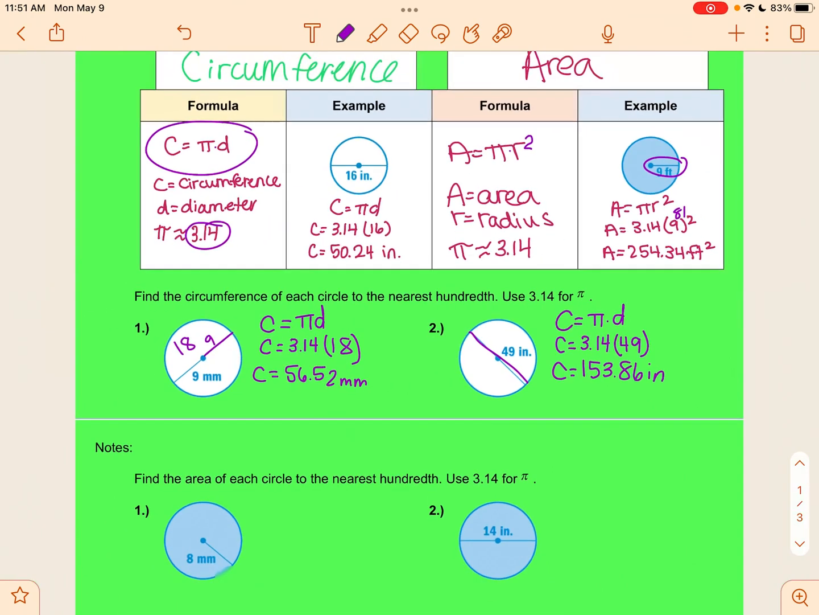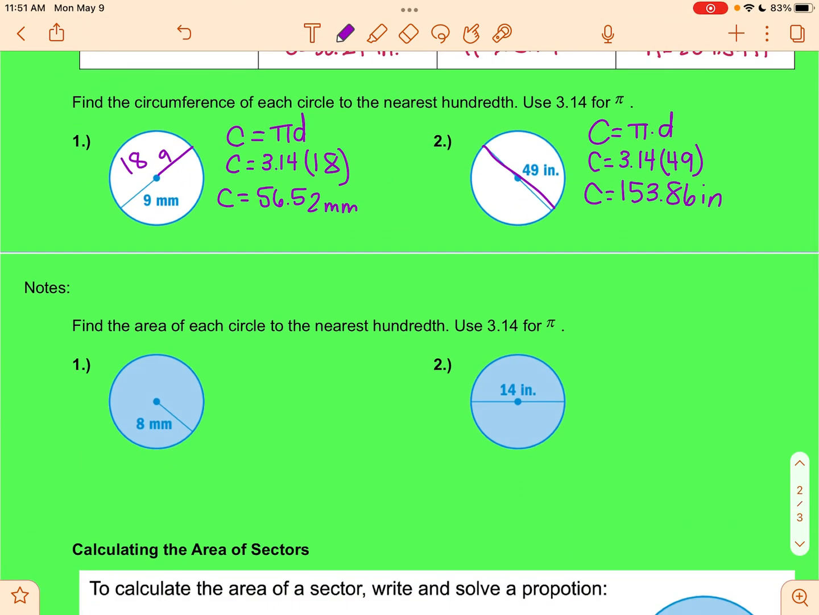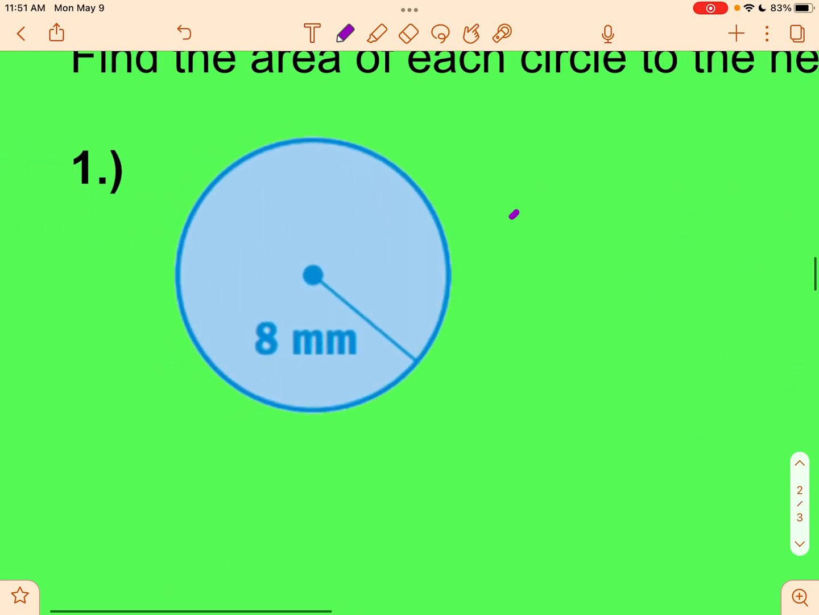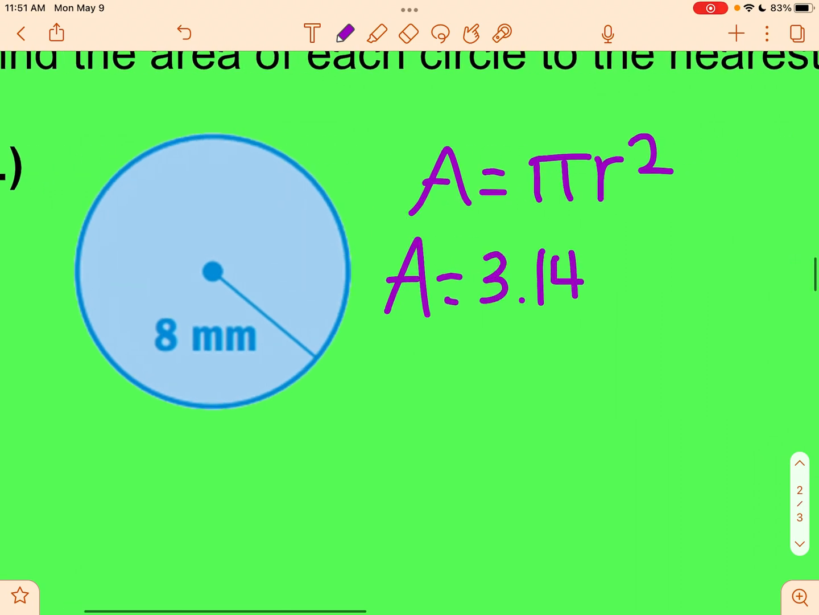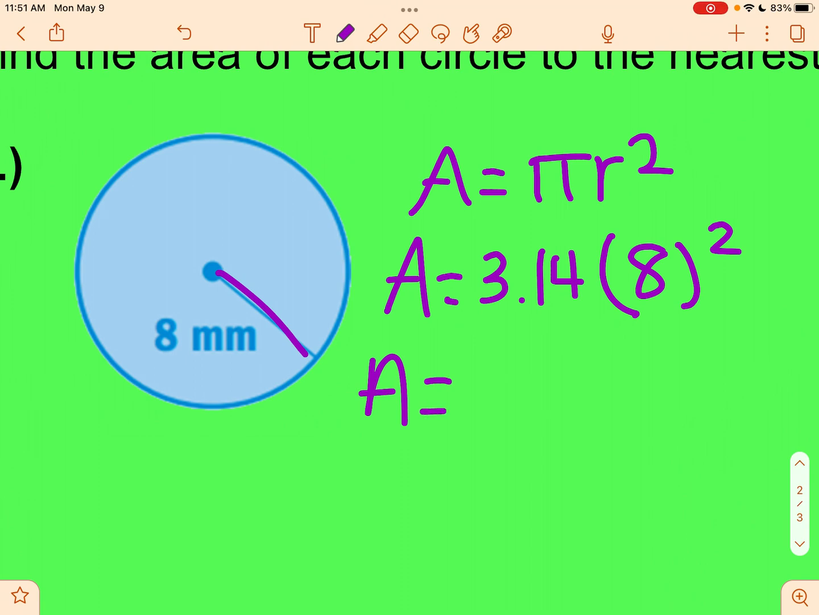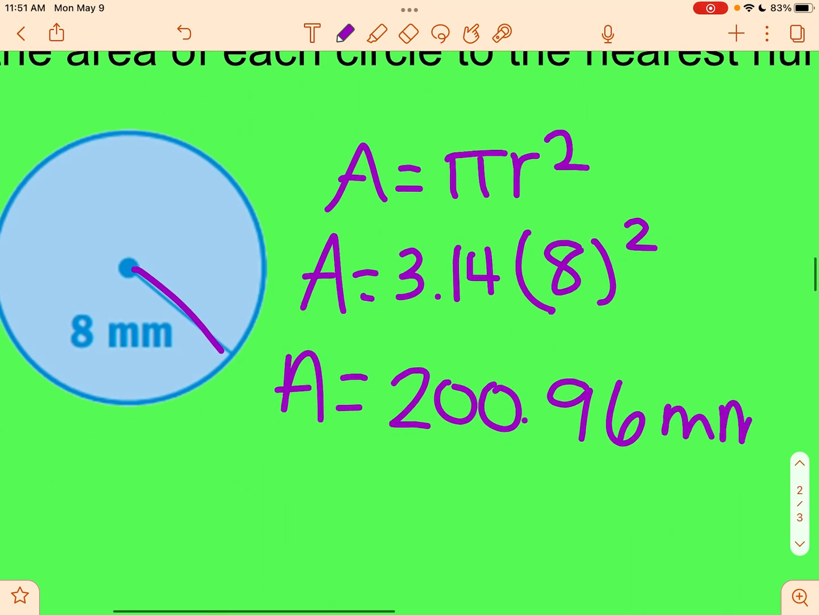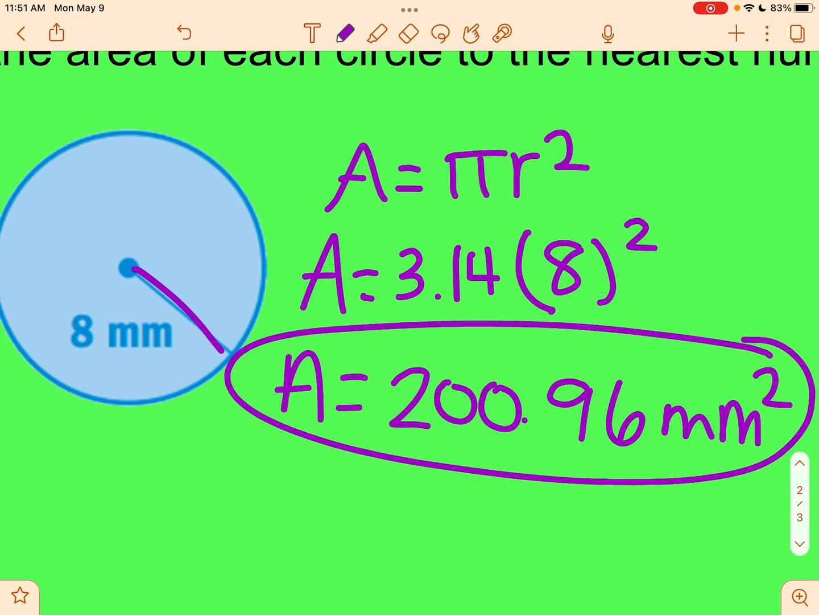Awesome, so that is circumference. Now we're going to take a look at number 1, which is area. We need to find the area to the nearest hundredth using 3.14 for pi. So number 1, area equals pi r squared. So A equals pi, which we know is 3.14, times our radius, which is 8 squared. So let's type that all in on our calculator. 3.14 times 8 squared gives us 200.96. And we're finding area, which is millimeters squared.